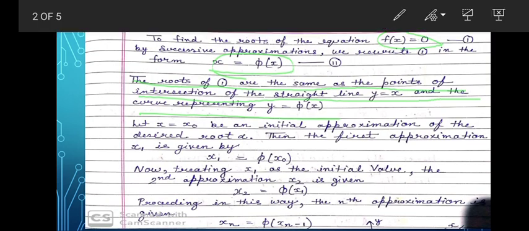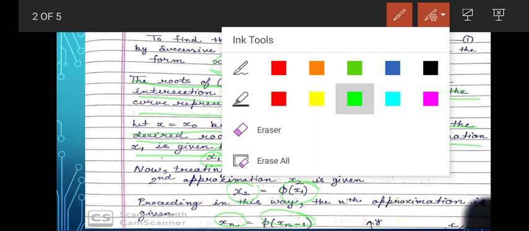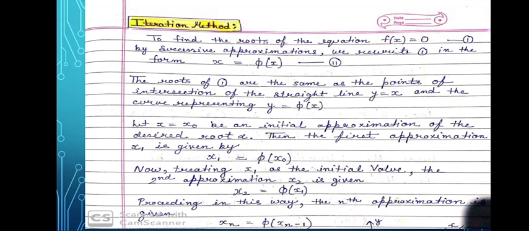So what we will do here, we will consider x equal to x naught as an initial approximation of the desired root alpha. Then we will find the first approximation x1 with the help of x naught. Similarly, we will find the second approximation x2 as phi(x1), and similarly xn as phi(xn minus 1). You will understand this whole concept with the help of one example which I have taken afterwards.